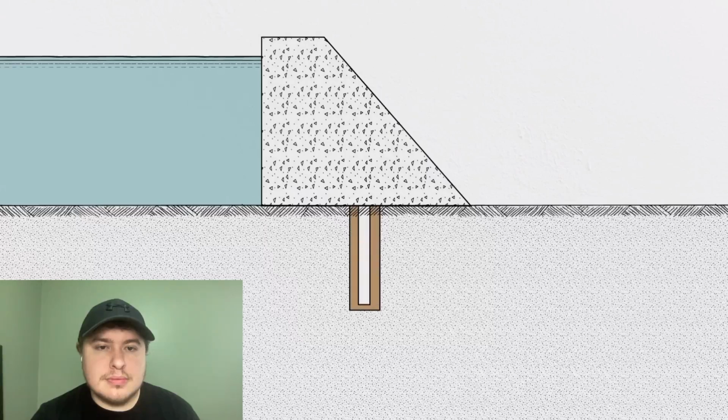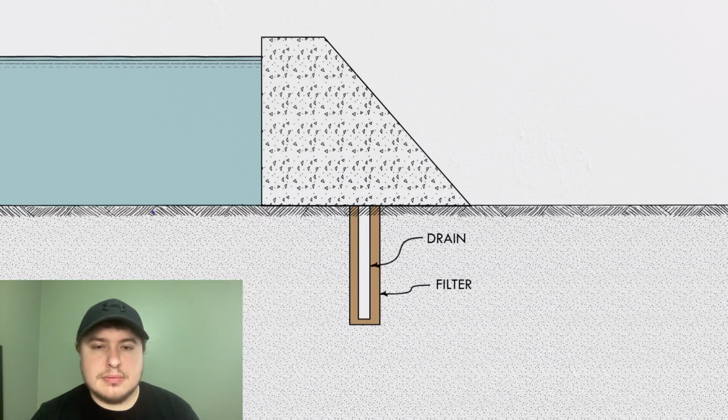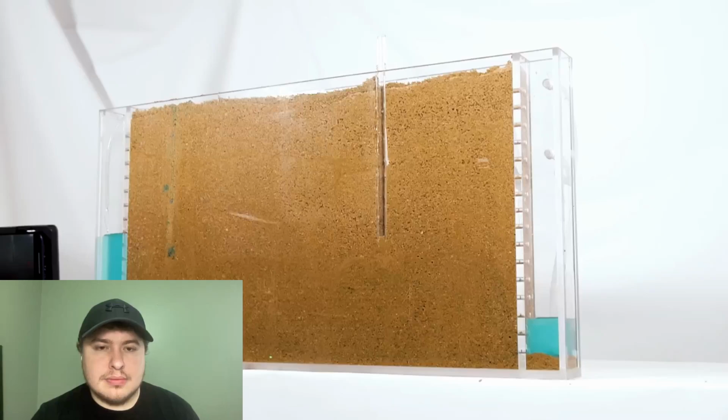The other way to deal with seepage and uplift pressure is drains. Drains installed below a dam do two important jobs. First, they filter seepage using sand and gravel so that soil particles can't be piped out from the foundation. Second, they relieve uplift pressure by removing the water. Let's see how this works in my model.